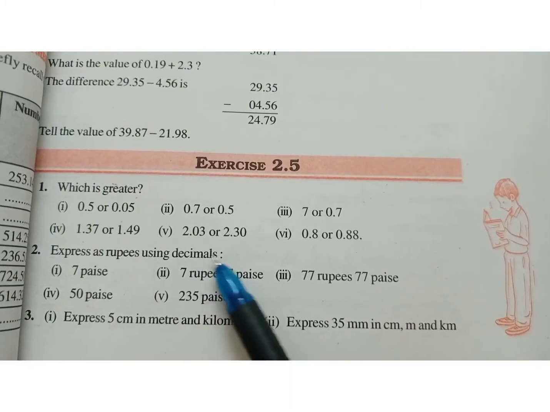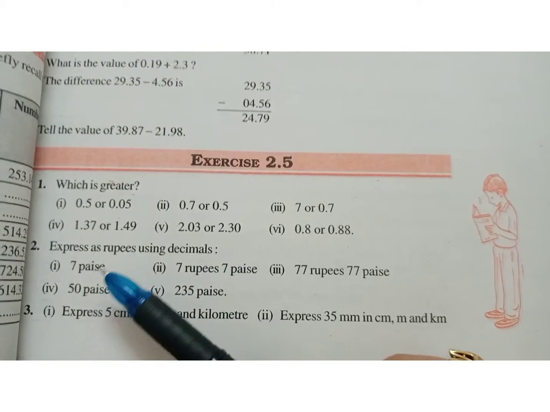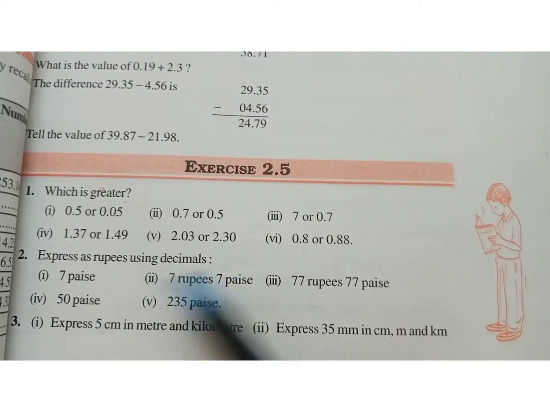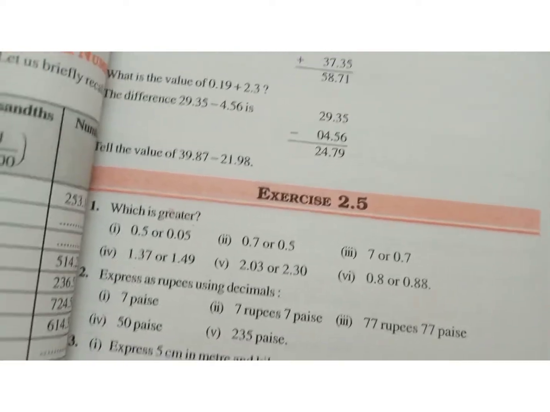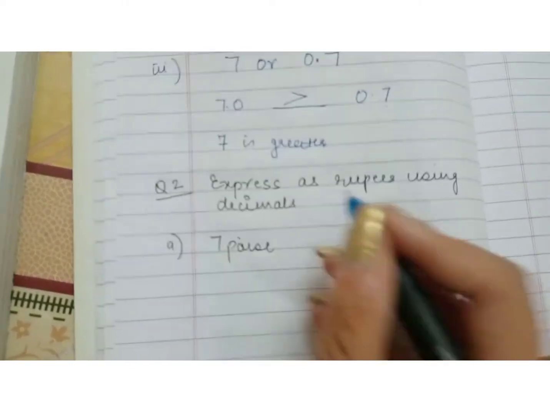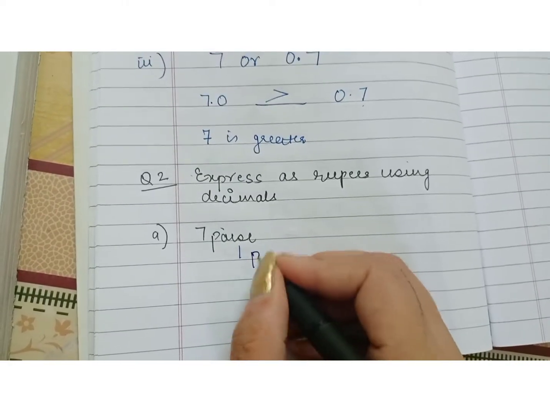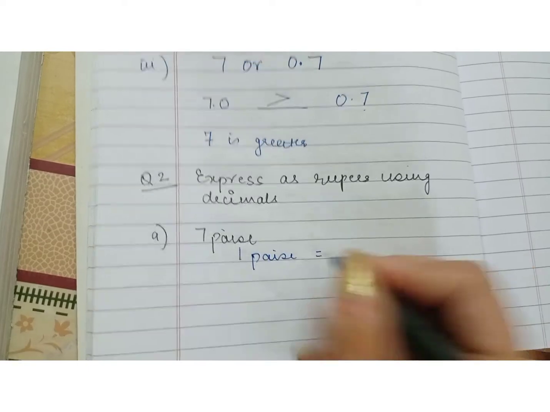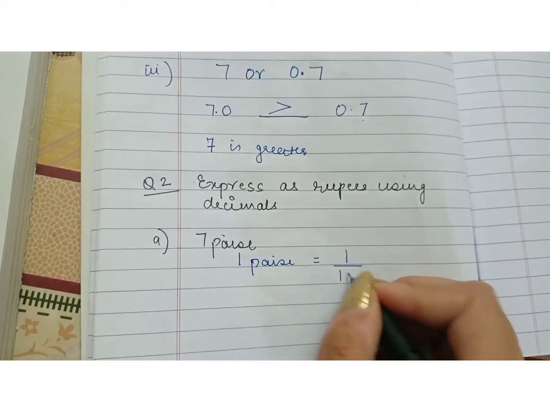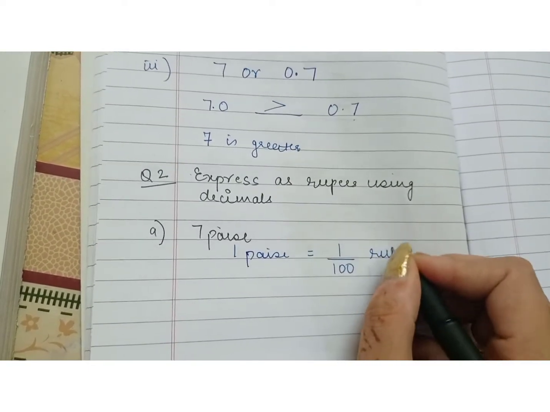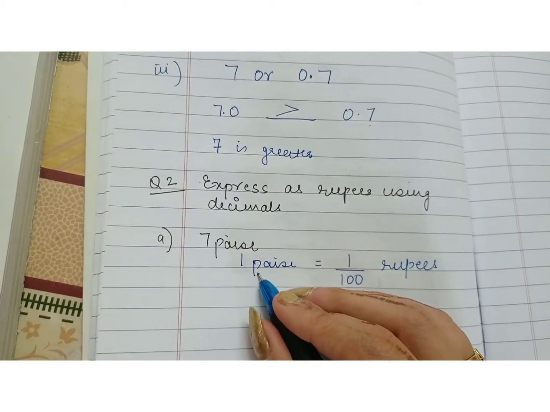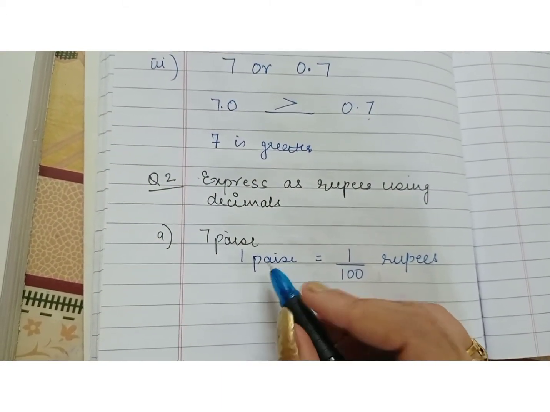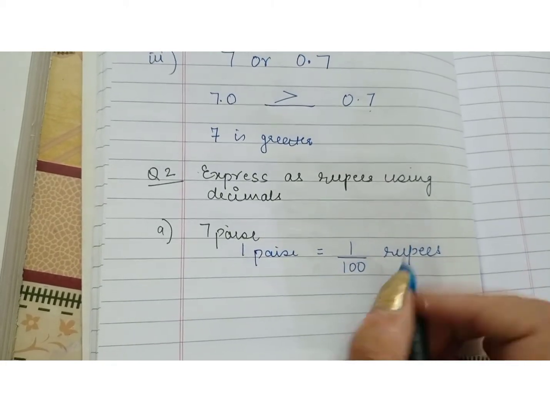Express rupees using decimals. Now here the parts are given either in paisa or rupees. We need to convert the entire part into the rupees. So what we are going to do now, first part 7 paisa is given to us. First we'll write how many rupees are there in 1 paisa. 1 paisa is equal to 1 upon 100 rupees. Okay, it is 1 rupee is equal to 100 paisa. They are asking in the vice versa form. 1 paisa is equal to 1 upon 100 rupees.